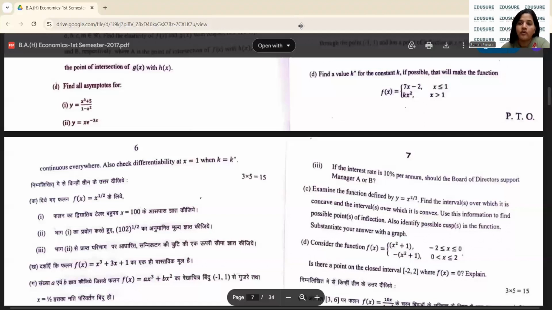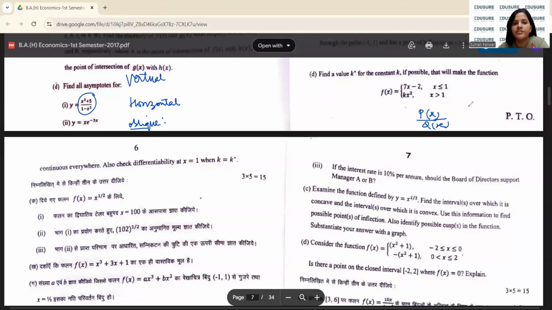Okay, so there are three types of asymptotes. First is vertical, the second is horizontal, and the third is oblique. Now, for a rational function, what is a rational function? Rational function is a quotient of a polynomial by another polynomial. So we can see that x cube plus 5 is a polynomial of degree 3 and 1 minus x square is a polynomial of degree 2. So this is a rational function.